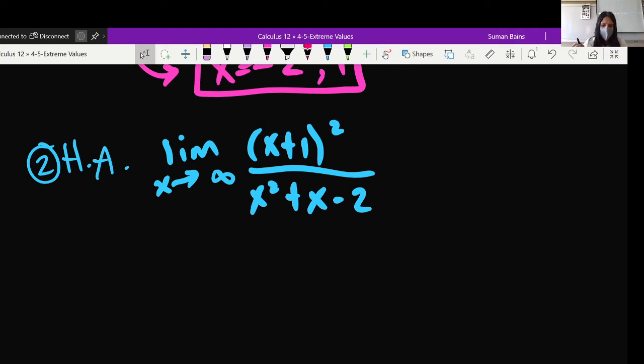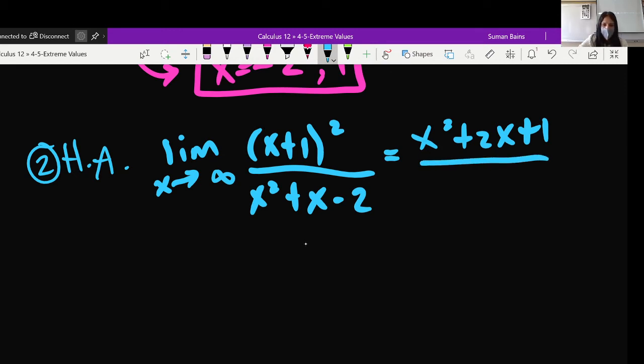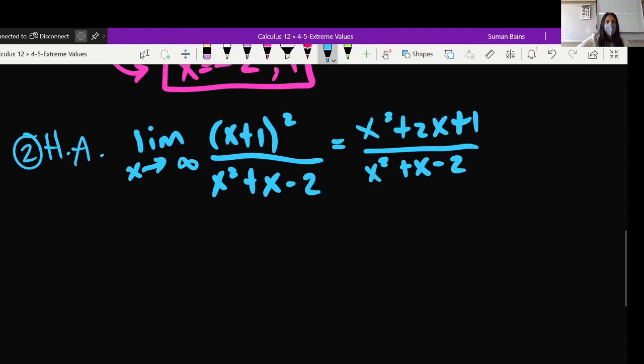We're going to go through some skills to make this easier for us to work with. For starters, I want to clean things up a little bit. I want to get rid of the brackets and expand this out. So this is x squared plus 2x plus 1 when we distribute (x plus 1) times (x plus 1). And at the bottom we have x squared plus x minus 2. I'm going through this to teach you the things we can do to make this easier to work with.